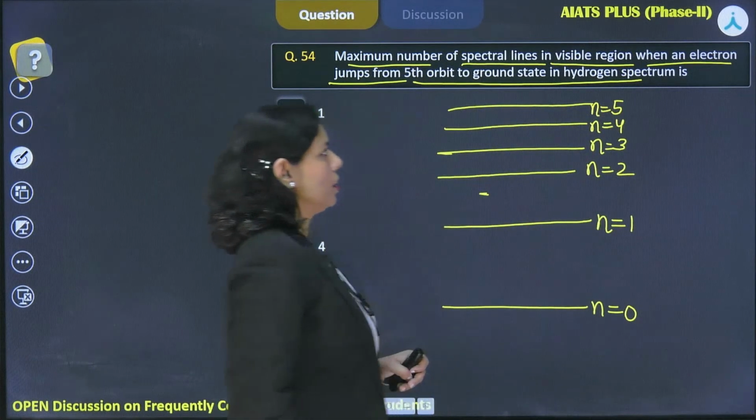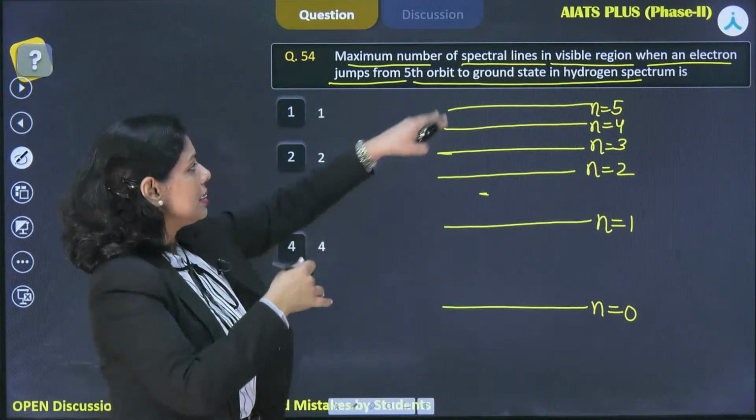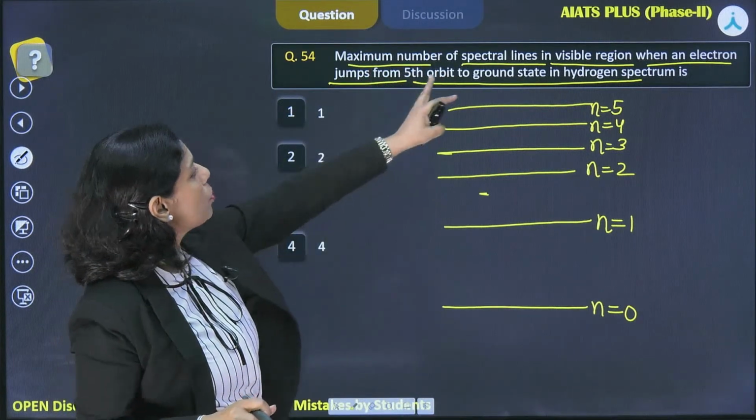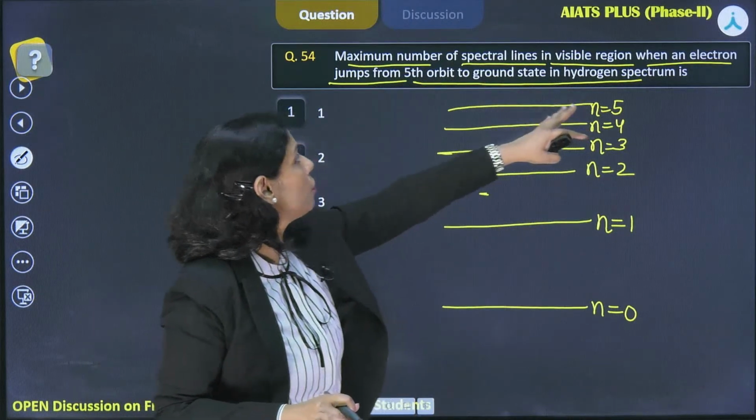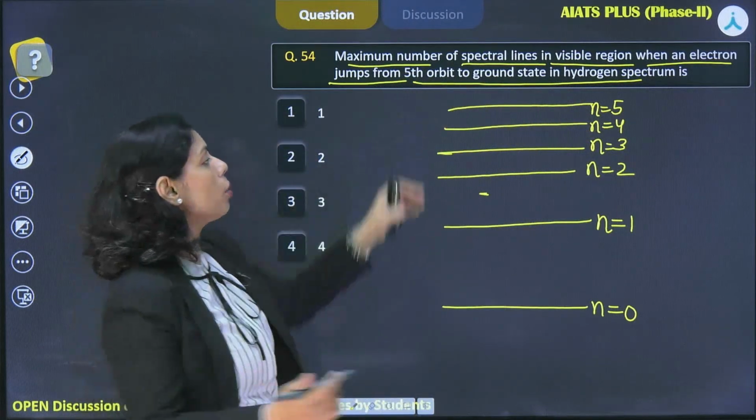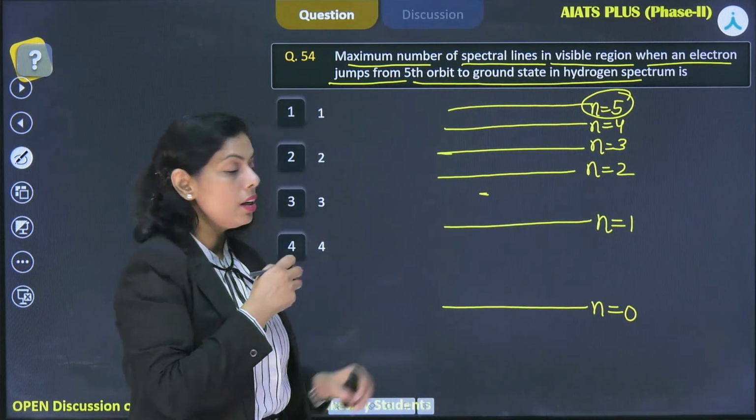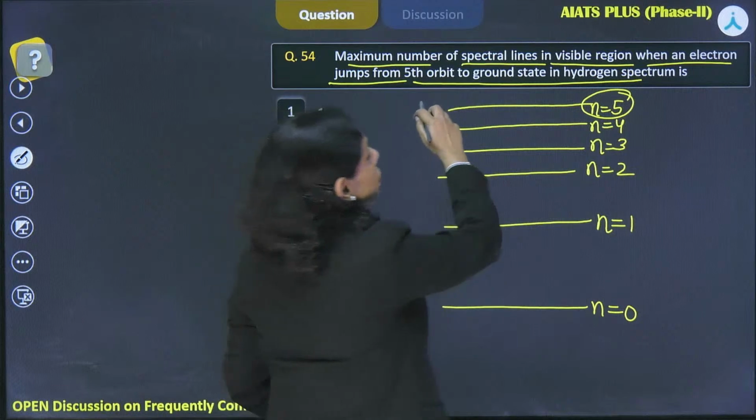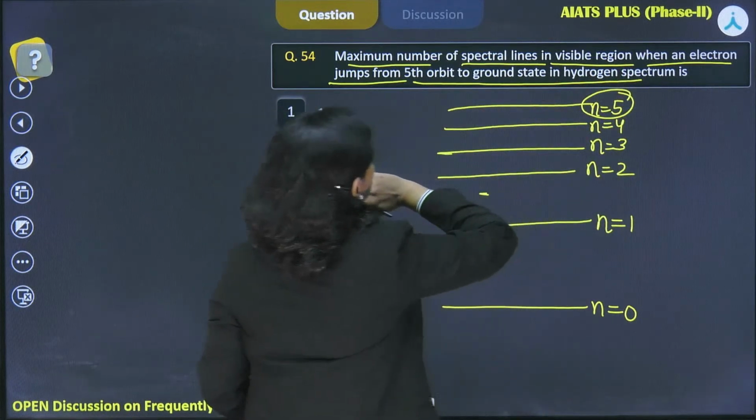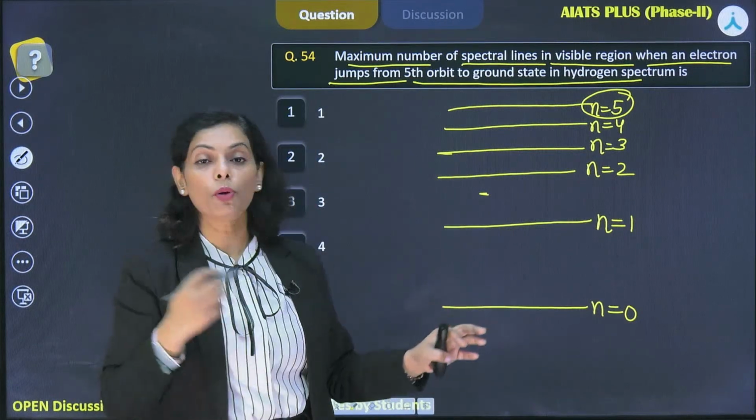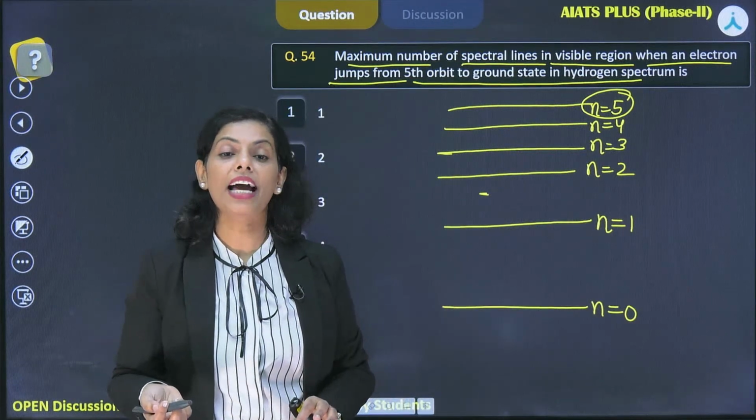This way. And as you are moving upwards, the distance between the lines decreases. Now the question is: maximum number of spectral lines in the visible region when an electron jumps from the 5th orbit. So N is 5. It's jumping from here and coming down to the ground state in hydrogen atom. If it is coming directly to the ground state, then what is the possibility of the number of lines? How many lines could be there?